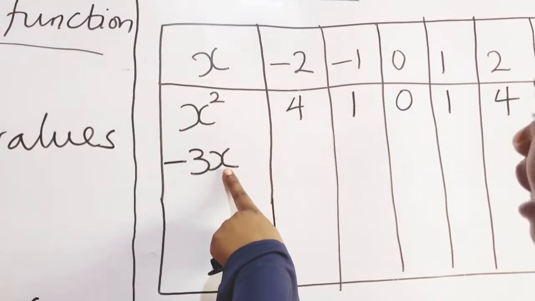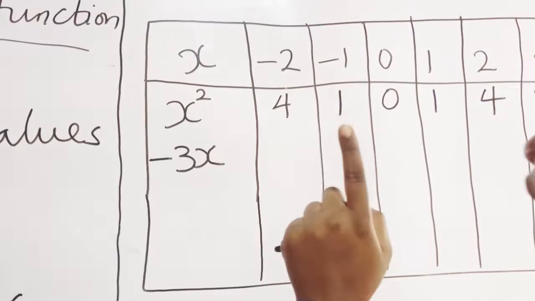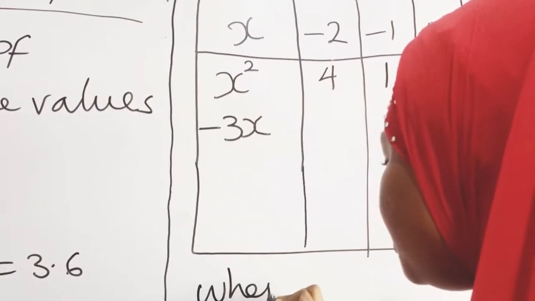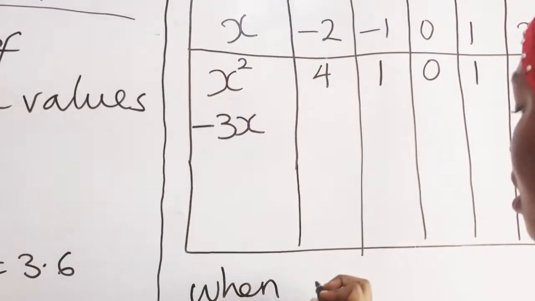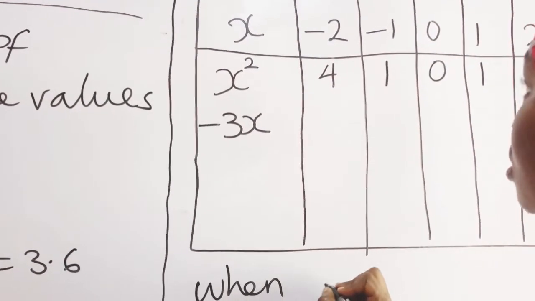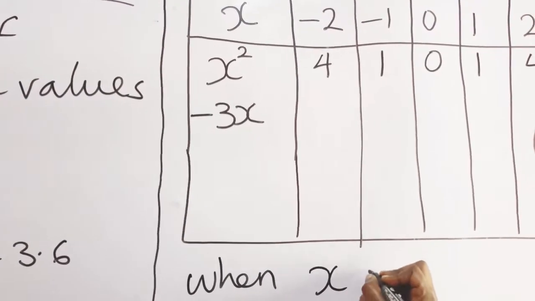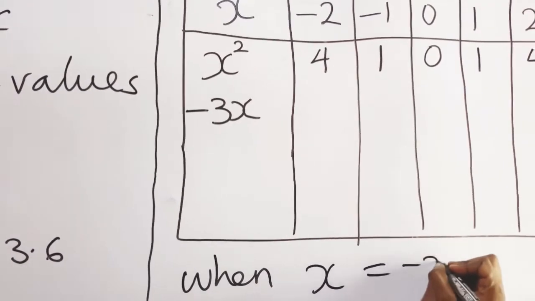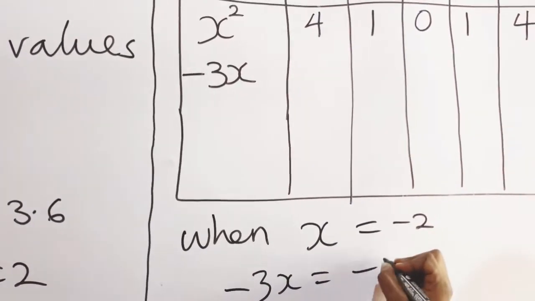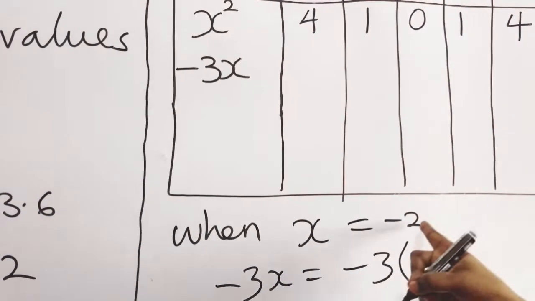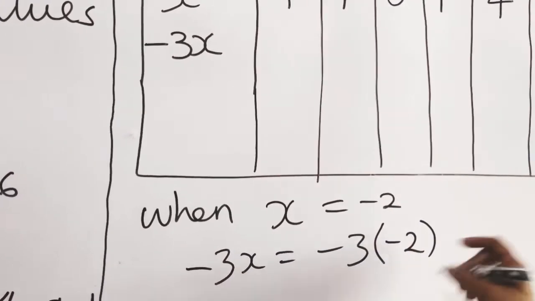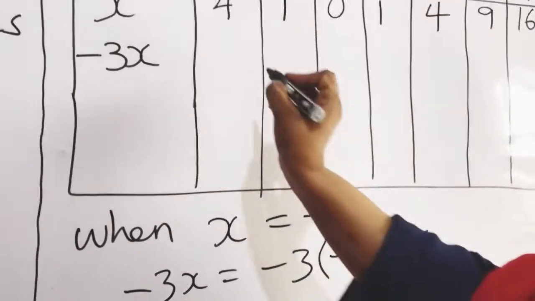So anywhere we see x, we are going to put -2. Okay, let me show it. I want to show the workings now. I was avoiding it because of time, but we need to show it. When x is equal to -2, -3x will be equal to -3. Anywhere we see x, we are going to put -2. So -3 multiplied by -2 is equal to 6. So you are going to write that 6 here.